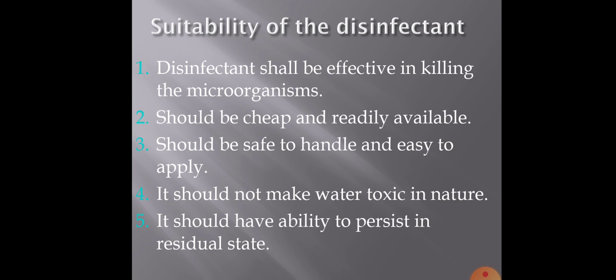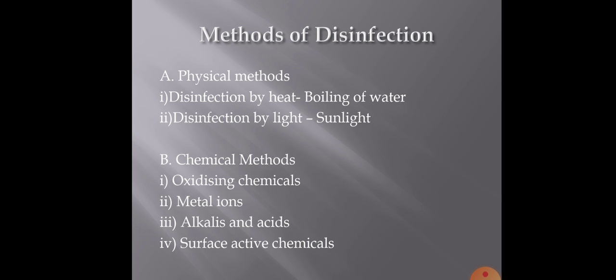Now coming to the various methods that we adopt for the disinfection process. There are various methods by which the disinfection process is effected. Broadly we can classify them under two heads: the physical methods and the chemical methods. Physical method means physically we are disinfecting the water. There are two methods in the physical method. One is by heat and the second one is by light. By heat means by boiling the water, subjecting the water to boiling, we can kill the bacteria that are present in the water. And the second process is disinfection by light, here in the presence of sunlight.